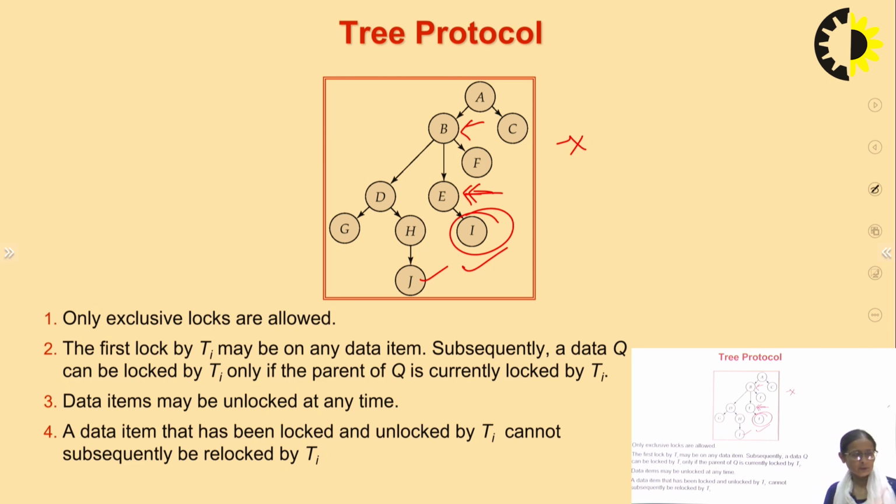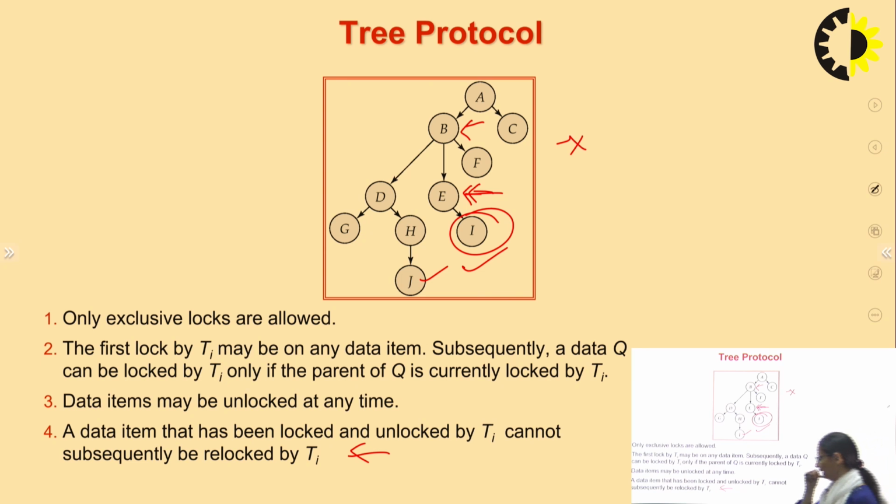Data items may be unlocked at any time. That is, it is not following any growing or shrinking phase. You can lock and unlock the data items at any point. The data item that has been locked and unlocked by Ti cannot subsequently be relocked by Ti, and this is imposing an issue or a challenge or a limitation in the tree protocol.